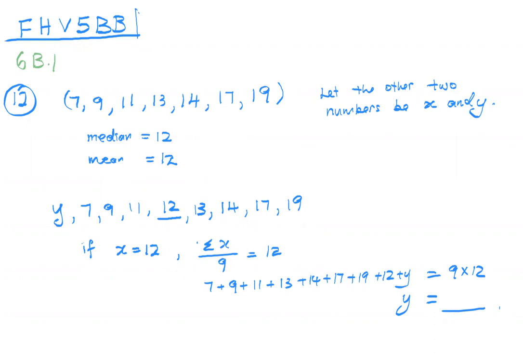Just now, do you see my arrangement? So y is equal to 6. So y has to be less than 12, because 13, 14, 17 and 19 are bigger than 12. So you have 4 numbers bigger than 12, and you should have 4 numbers less than 12. But I only have 3. So my y will be less than 12.